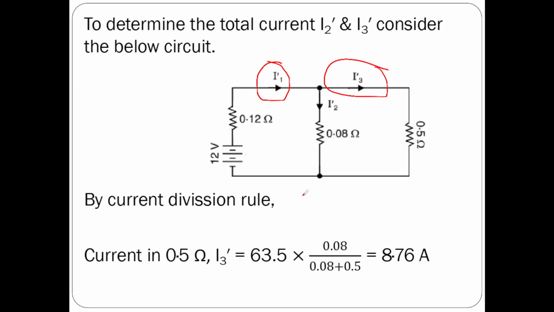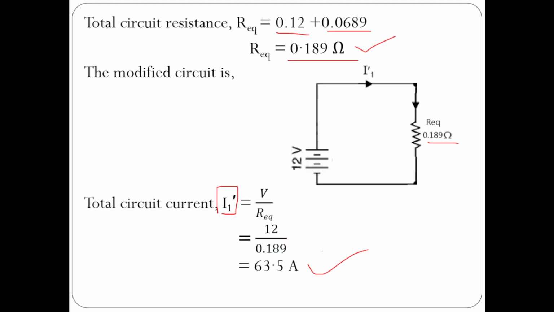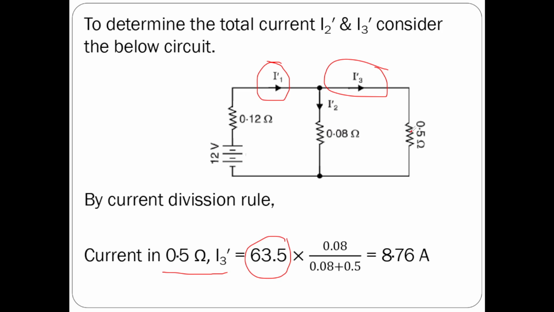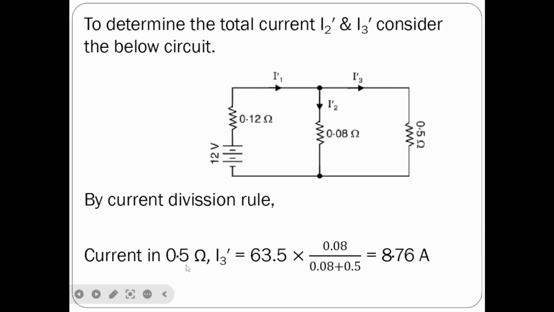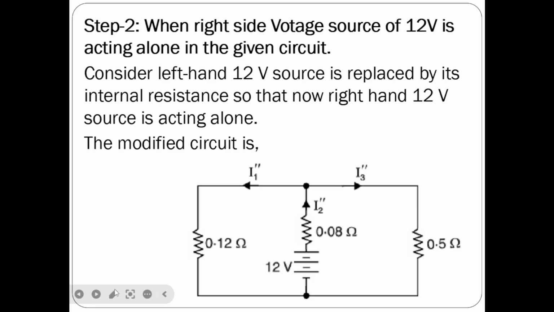So current in the 0.5 ohm resistor, that is I3 dash. The total current is 63.5, which we have determined here. That is 63.5 into the opposite resistance of 0.08, divided by 0.08 plus 0.5. You will get 8.76 amperes as the current flowing through the 0.5 ohm resistor. Okay, so the current through the 0.5 ohm resistor, when only the left side voltage source of 12 volts is acting, is 8.76 amperes. Now let us go to step 2.